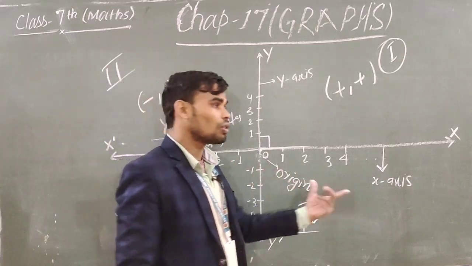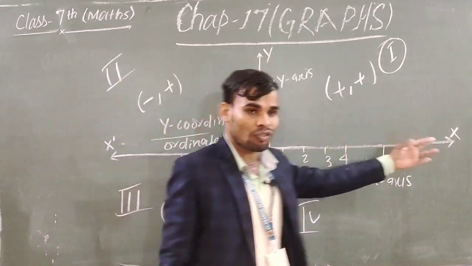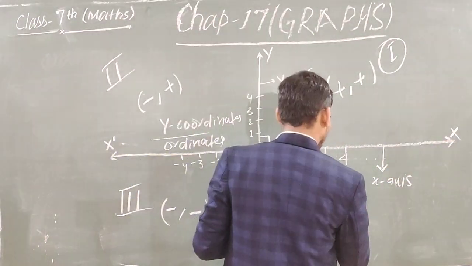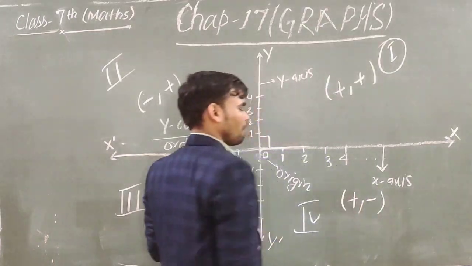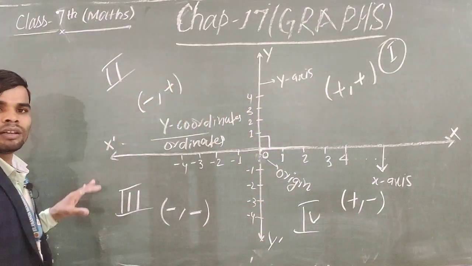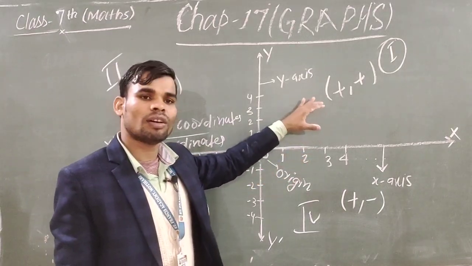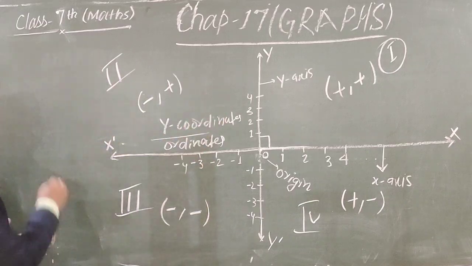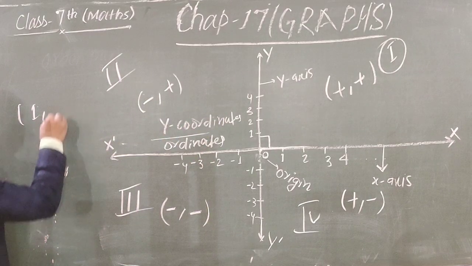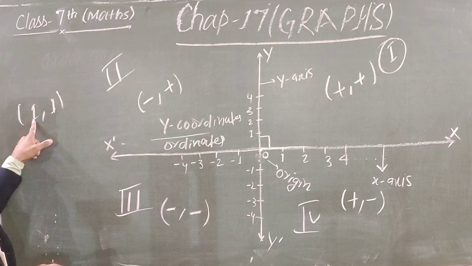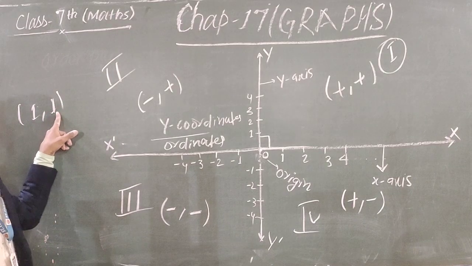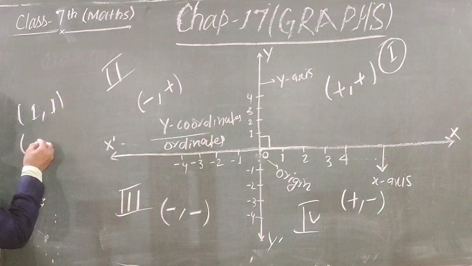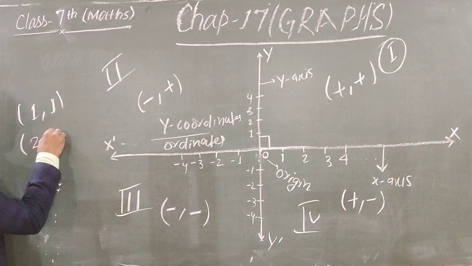If any point is in the fourth quadrant, x first, then y. So x is positive and y will be negative. This is how we will recognize whether a point is in the first, second, third or fourth quadrant. For example, suppose I am talking about 1 comma 1. Here the sign of 1 is plus and this one is also plus. It means it will lie in the first quadrant. If I am talking about this point, 2 comma minus 5.